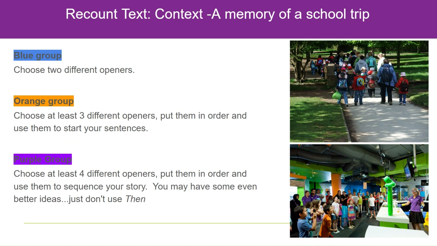Here is a different context, a recounts text this time, and it's in the context of a memory of a school trip. You might want to have children look at the pictures of where they'd been or draw pictures of the school trip that they went on and ask them questions prompting the where and the when and with who and why did you go. And then you can model retelling the class trip using a selection of different openers. And you could keep that same 5-sentence story approach.